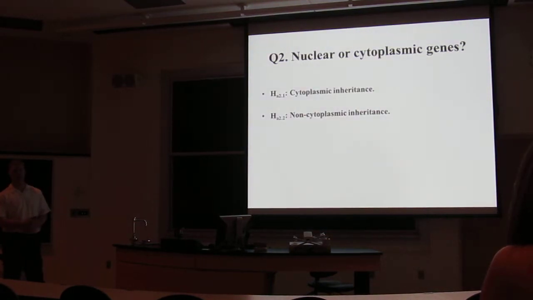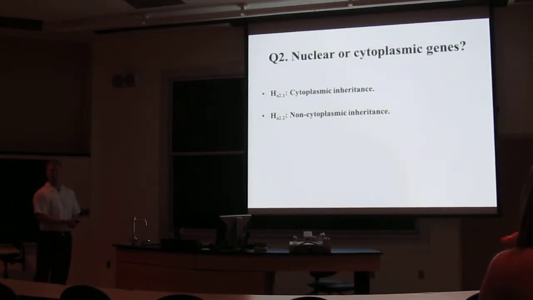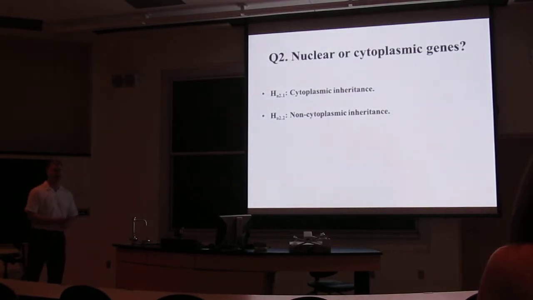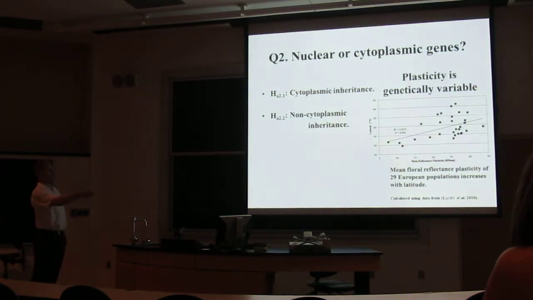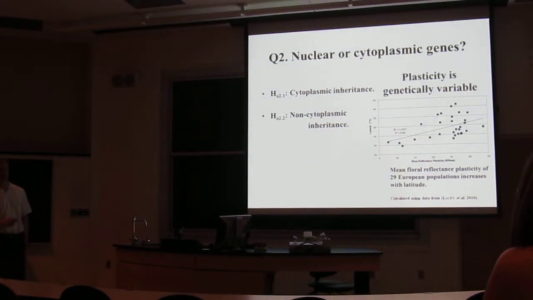My two hypotheses are that first I'll find evidence of cytoplasmic inheritance, or I will not. And to do this, I'm taking advantage of that genetic variability that we saw in the populations of Plantago. So if you remember, individuals down here from the south have very low values of plasticity, whereas individuals from up here in the north have high plasticity values.